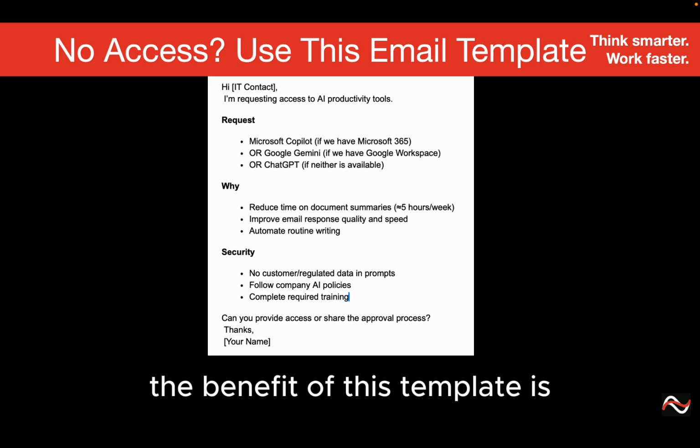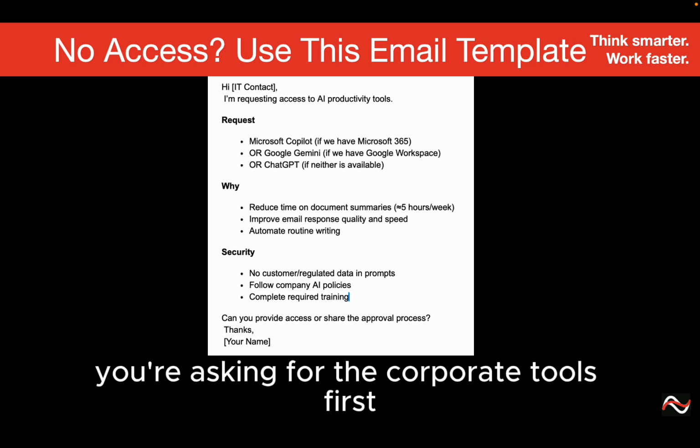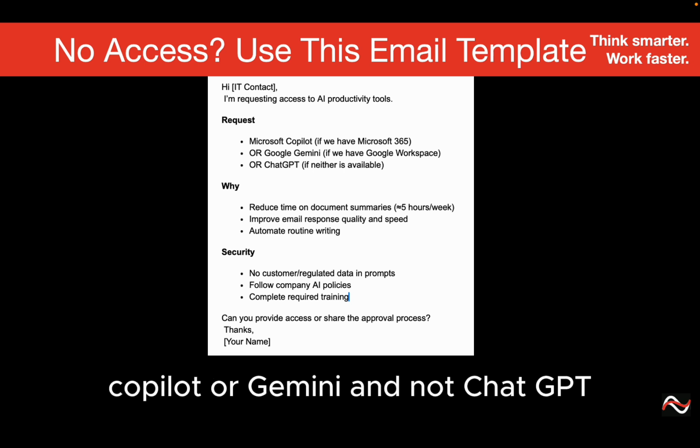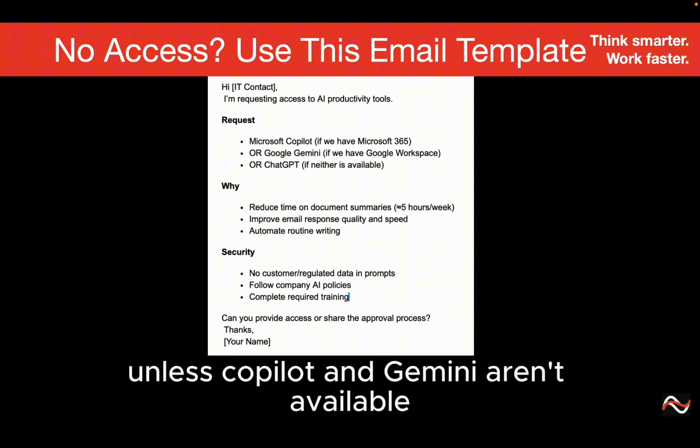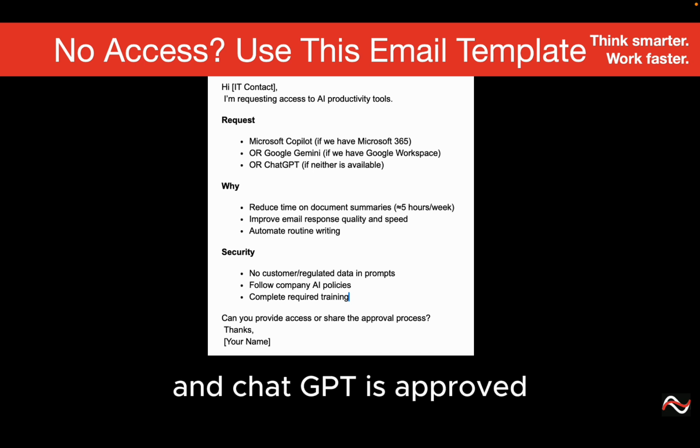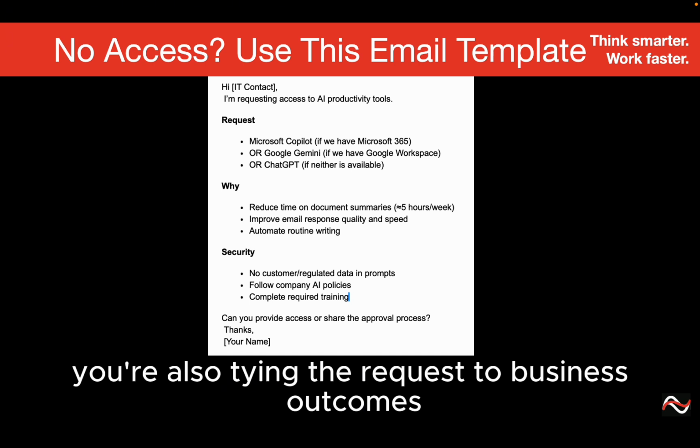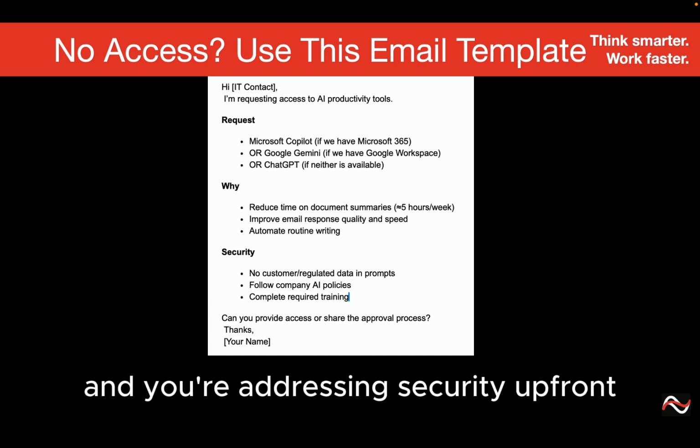The benefit of this template is you're asking for the corporate tools first, Copilot or Gemini, and not ChatGPT, unless Copilot and Gemini aren't available and ChatGPT is approved. You're also tying the request to business outcomes, and you're addressing security upfront.